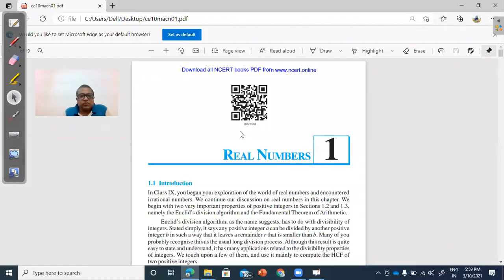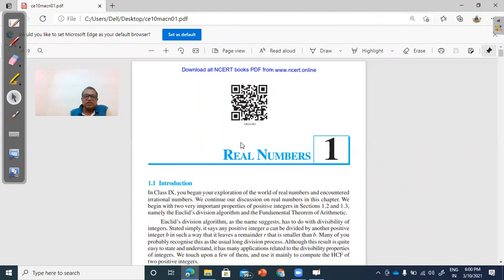So today we are going to start with chapter 1, real numbers, the first chapter of class 10. Some of the number system you have already done in class 9, so this is an extension of what you've learned in class 9. Of course, there are new concepts, so we are going to do this one by one.